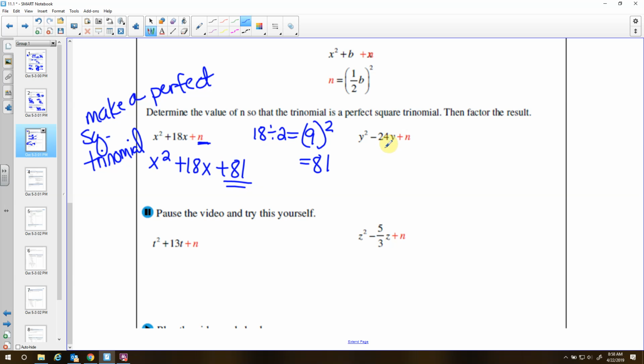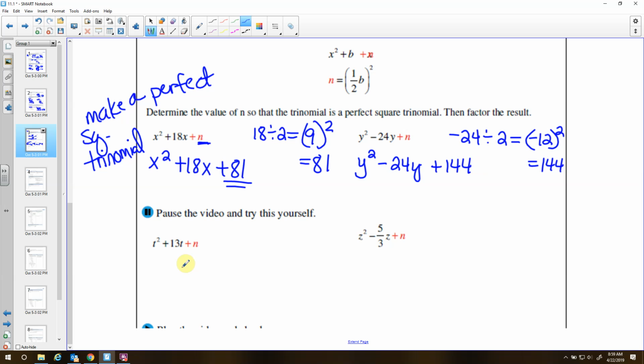Here I've got negative 24. So I want to take negative 24 and divide it by 2. That gives me negative 12. If I square it, that gives me positive 144. Incidentally, this will always be positive at the end because if you square a negative, you get a positive. If you square a positive, you get a positive. So y squared minus 24y plus 144 would be the perfect square trinomial.